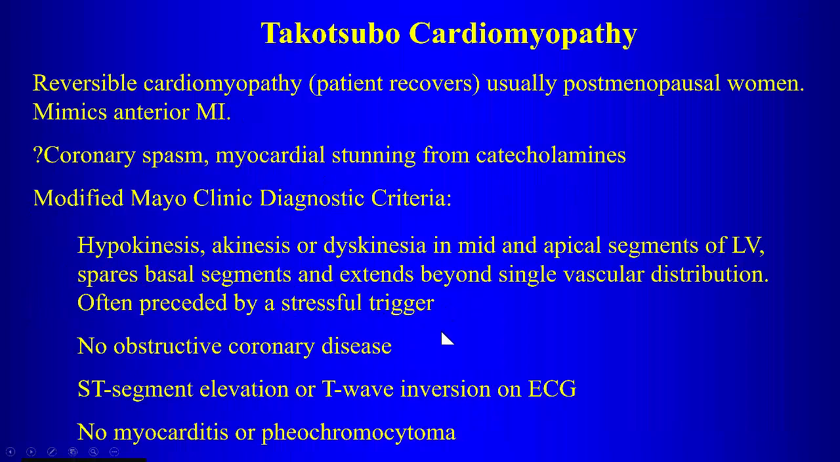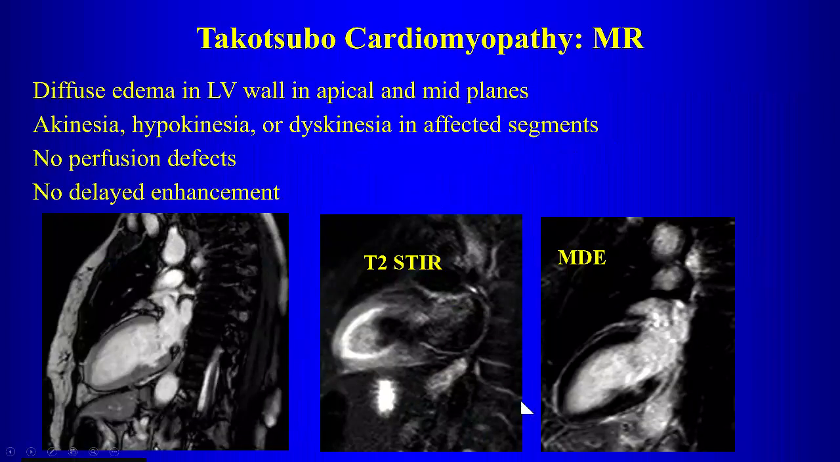But what do we look for? Dyskinesia in the apex of the ventricle, but it is not ischemic. It is not from infarction. Right? So there's no MDE. There might be edema. There might be some elevated cardiac enzymes, but there is no delayed enhancement. And it is self-limited. Right? So we might have edema, but no delayed enhancement. So it is not infarction. No perfusion defects either. But it's that typical location, the apex of the ventricle, where you get the dyskinesia. That should make you think Takotsubo.